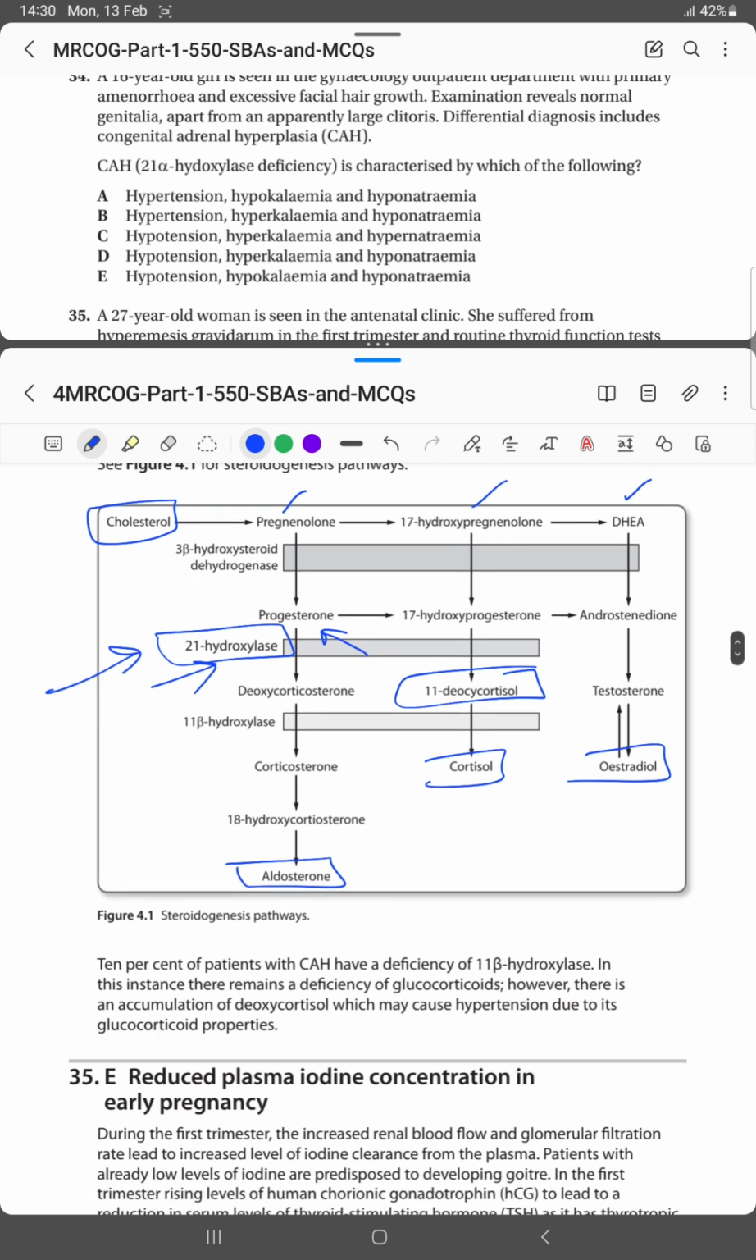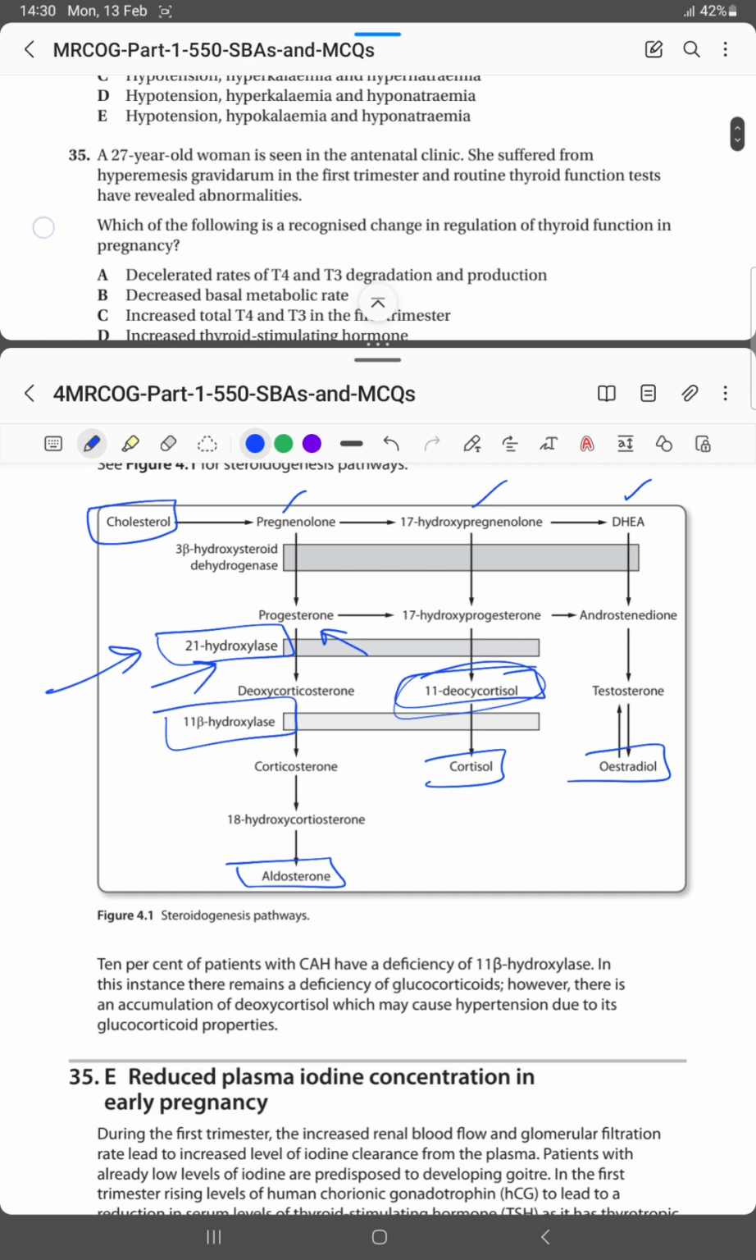But in 10% of cases, patients have 11 beta hydroxylase deficiency. In this instance, there remains a deficiency of glucocorticoid. However, there is an accumulation of deoxycortisol, which may cause hypertension due to its glucocorticoid properties. So option D is correct: there will be hypotension, hyperkalemia, and hyponatremia. Now let's move towards the next question.